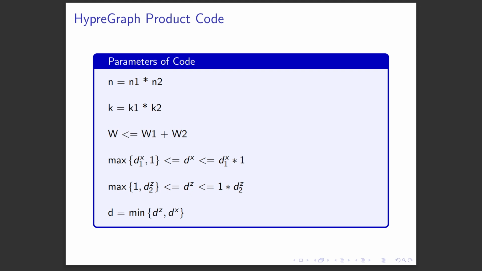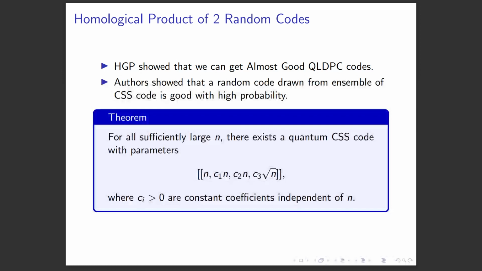This is what we saw in the table which listed the family of codes where hypergraph product codes are not good at distance scaling. So we see that hypergraph product codes showed that we can get almost good quantum LDPC codes if we start with good LDPC codes. The almost part is because it doesn't scale in the distance parameter.